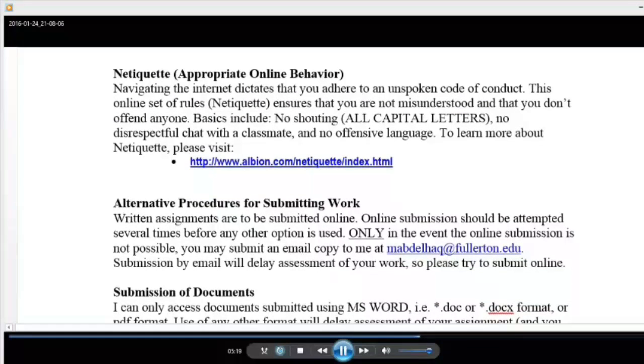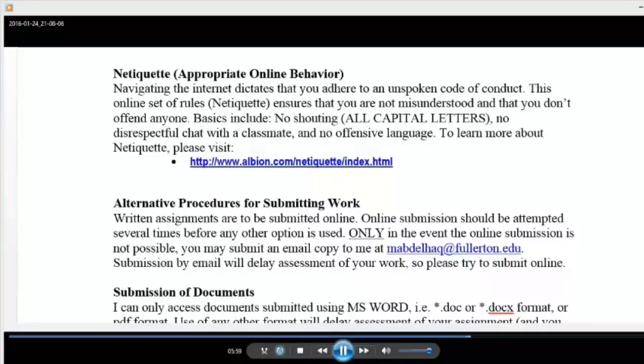Netiquette. Now, this is also something that's very important, not just for this class, but really something that would help you throughout your lives, and especially in your future careers or current career. Navigating the internet dictates that you adhere to an unspoken code of conduct. This online set of rules, also referred to as netiquette, ensures that you are not misunderstood and that you do not offend anyone. Basics include no shouting. Of course, everyone knows that you're really not shouting when you're writing the email or sending a message, but when everything is capitalized, that's what it will sound like on the other end.